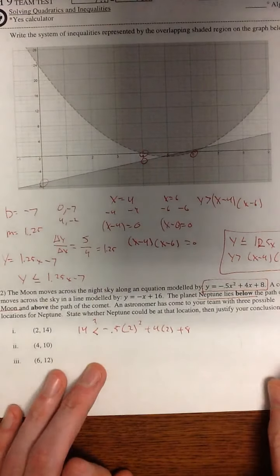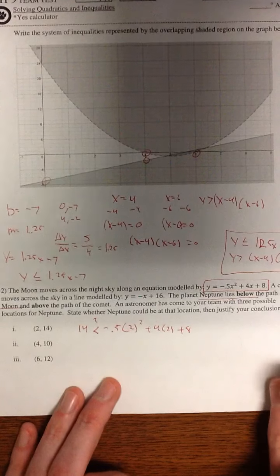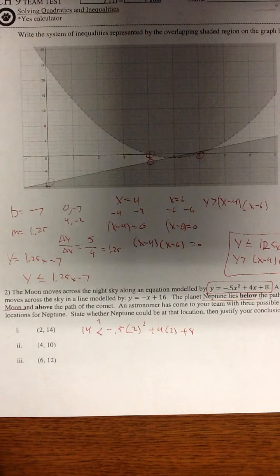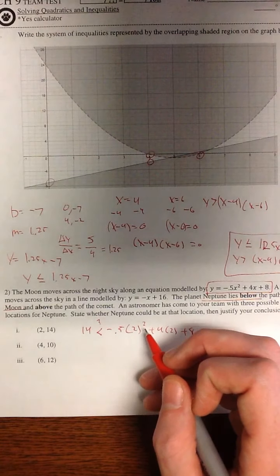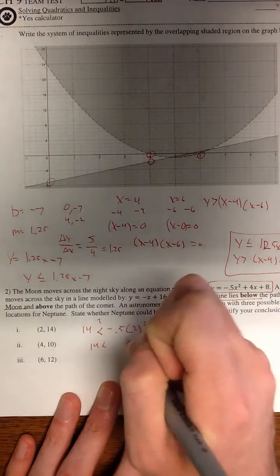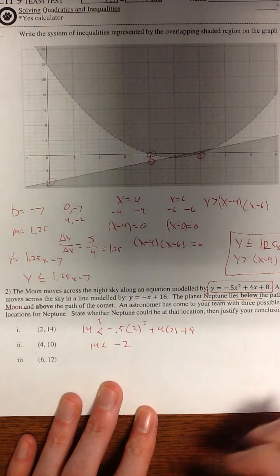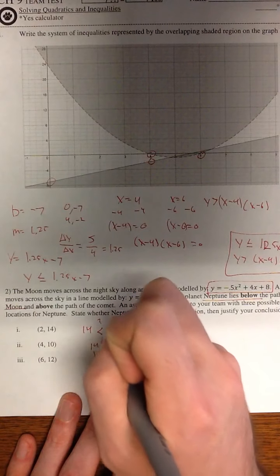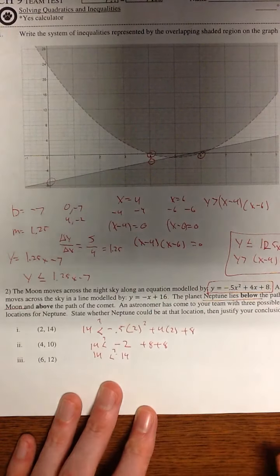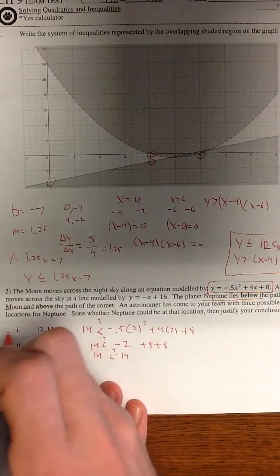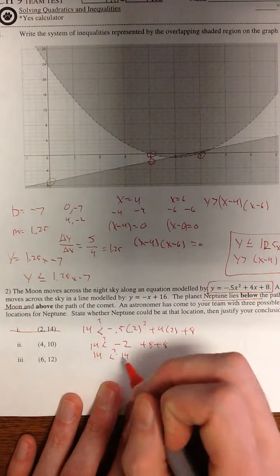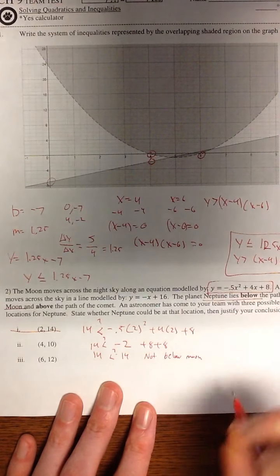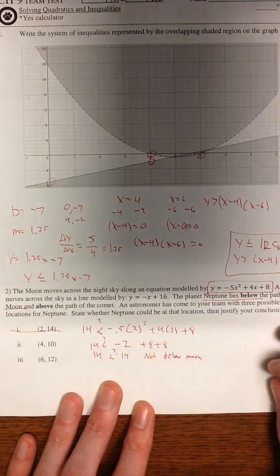If this is true, we're okay. If it's not true, then we're out. This is our first check for the moon one. I know 2 squared is 4, and 4 times a half is 2, so we get negative 2 plus 8 plus 8. 14 is less than 14? Well, that's not true, so we can say that that one's out for sure. Our justification would be not below moon. It's right on it, but it's not below it. So it can't be the first one.